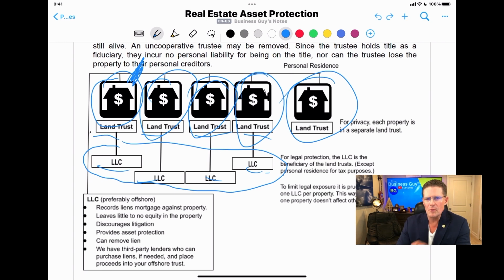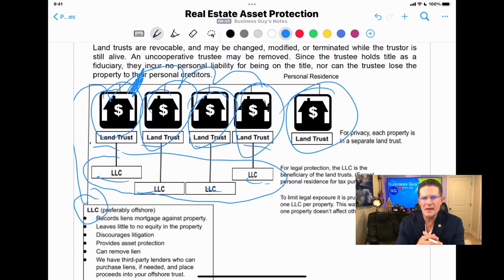And then in turn, we employ equity stripping strategies where we have an LLC record equity line of credit mortgages against each property. And initially, this is your LLC, typically inside of your offshore asset protection trust. And then if needed, we have a third-party lender purchase those mortgages and then put the proceeds into your offshore trust. So now you have a third-party lender involved and the judge can't say, well, that's just you lending to you. That way we get a third-party lender if needed, if we need to strengthen the structure.